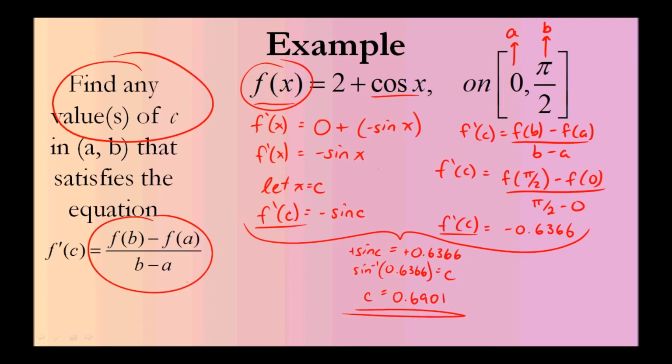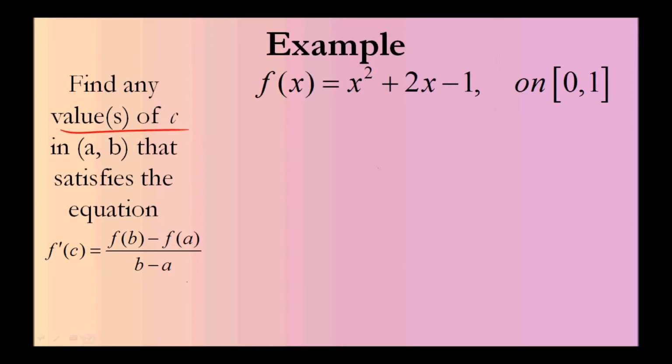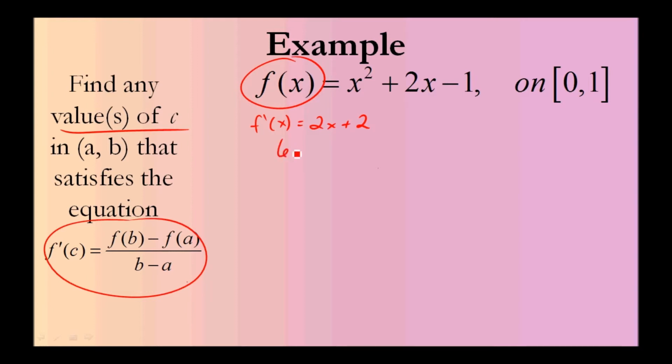0.6901. Same question: find any values of c in the a to b interval that satisfies the f prime of c equation. Our function f of x this time is x squared plus 2x minus 1 on the interval 0 to 1. Again, we'll differentiate first. So f prime of x is equal to 2x plus 2. Indicate that x is equal to c. We find that f prime of c is equal to 2c plus 2.